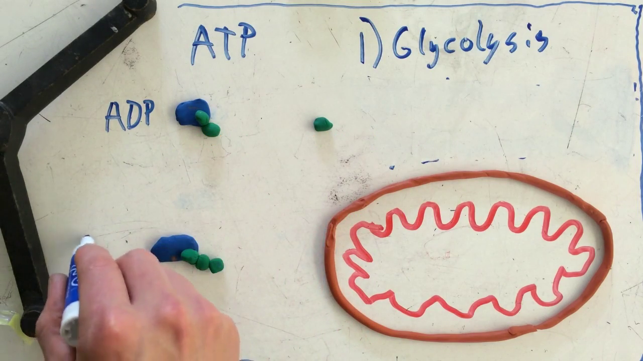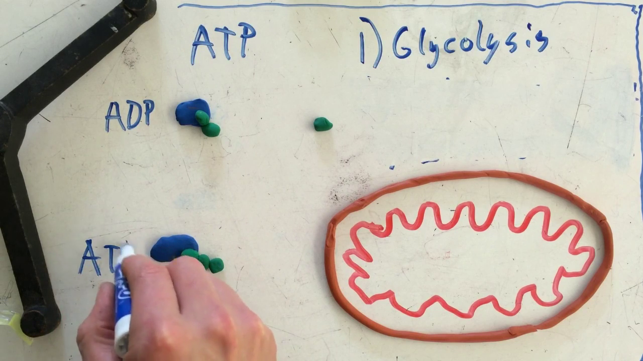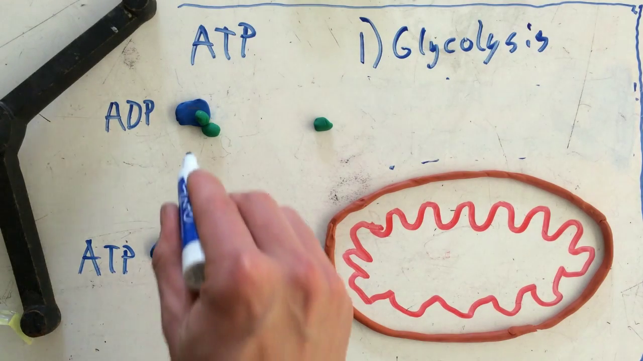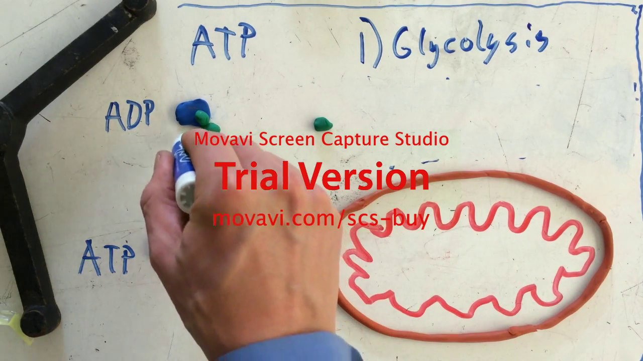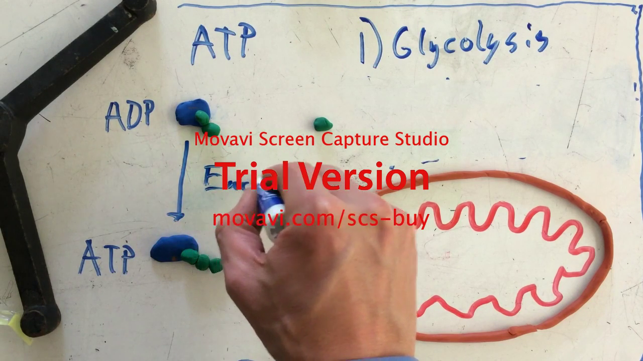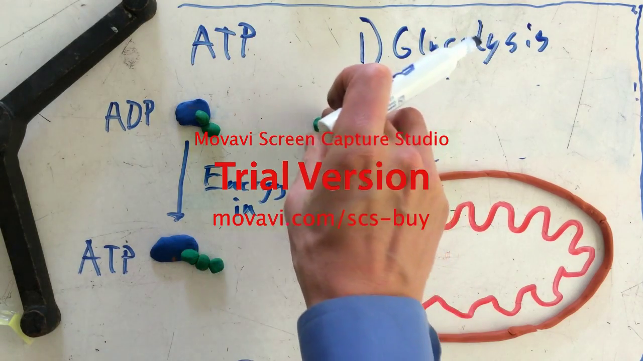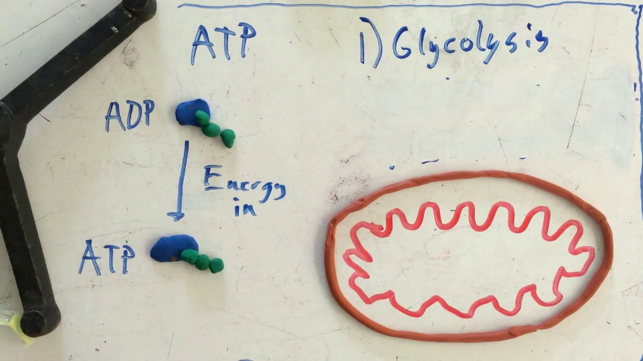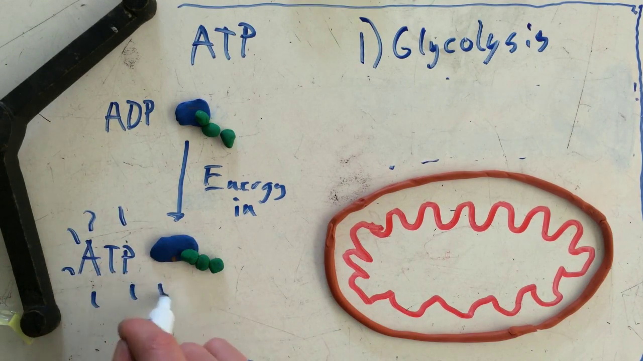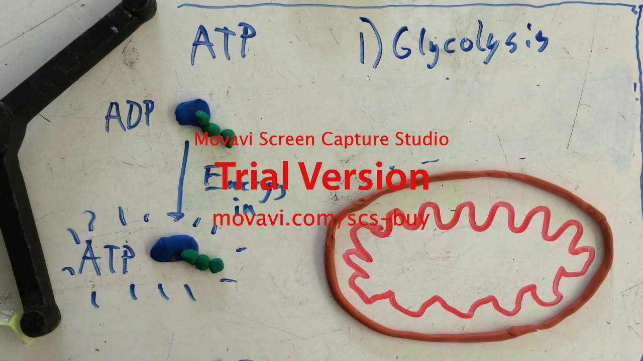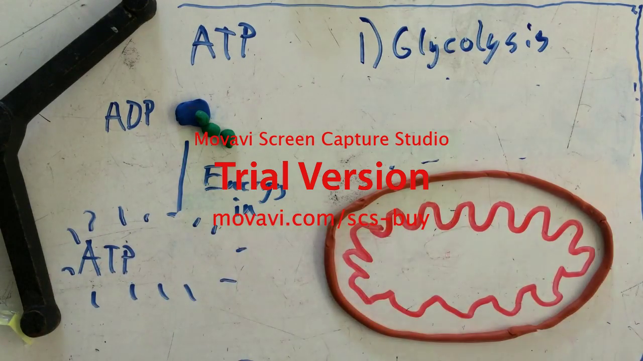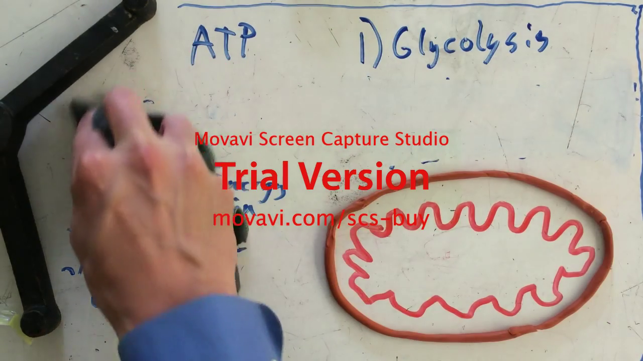Right? This molecule here is called ATP. Notice it has 1, 2, 3 phosphates on it. Now to get from here to here, what happens is you have to spend energy to force this phosphate on, like that. And that makes ATP. So just keep that in mind as we go through these steps. Okay, so first step of cellular respiration is glycolysis.